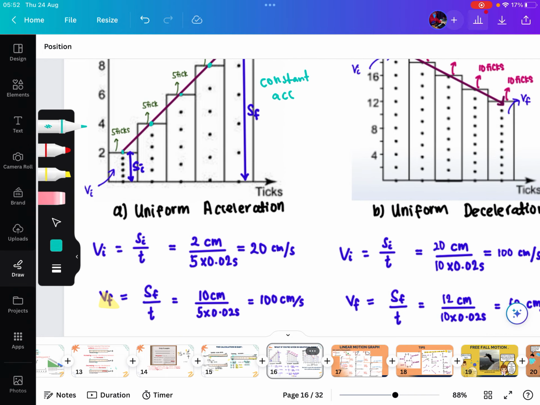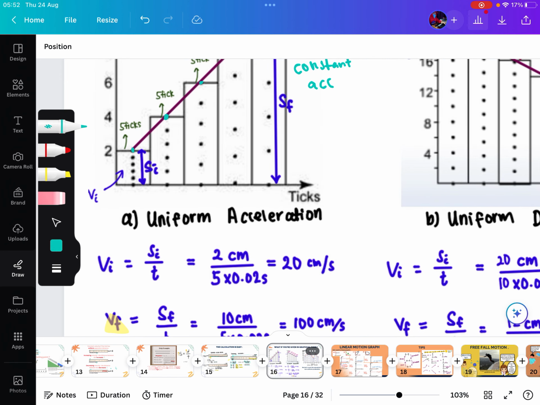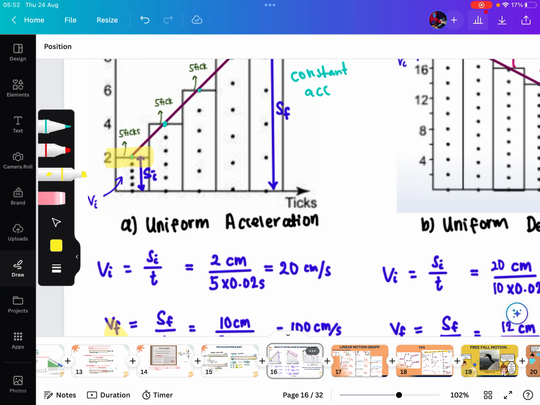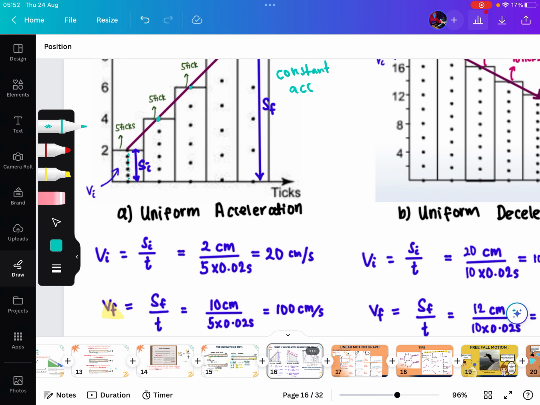First, I want to start from the SI, or the initial position. The initial position you can read from the graph. It is 2 cm. The length is 2 cm. Time: how many ticks? You can measure. There are 1, 2, 3, 4, 5 gaps. 5 gaps means 5 ticks. Each tick is 0.02 second, so 5 ticks is 0.02 times 5. Just divide 2 by this value, and you will get 20 centimeters per second.